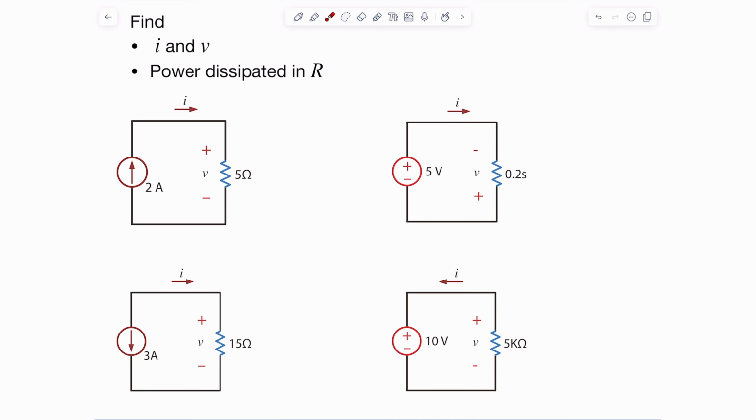In this example, we are given 4 different circuits. Each one of them is a single loop circuit, and they have different sources. Sometimes it's a voltage source, sometimes it's a current source, and they're all connected to resistors.